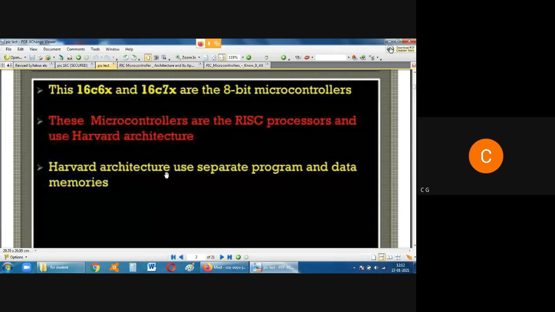So these microcontrollers are RISC processors and use Harvard architecture. This PIC microcontroller. So earlier we were having CISC processors, 8051, 89C51 and 89. It is from the Atmel. Now these microcontrollers are RISC. So over there, what was the difference? That Intel's microcontrollers were made up of only PMOS or NMOS technology. Now Atmel processors are made up of CMOS.